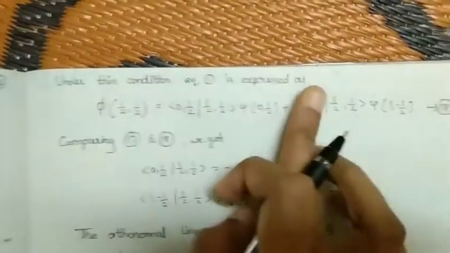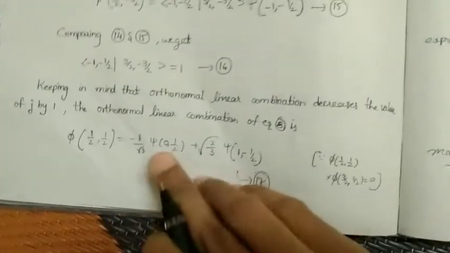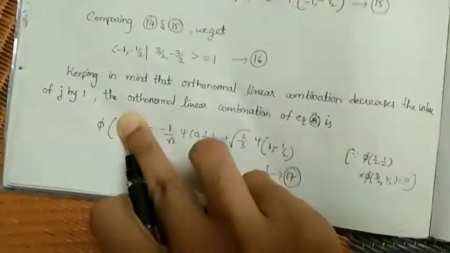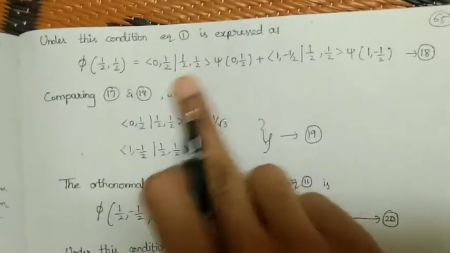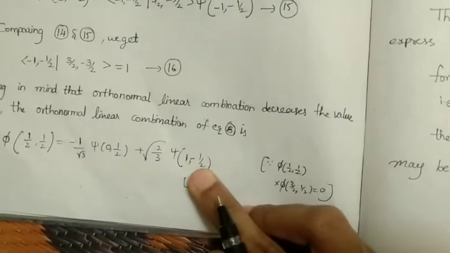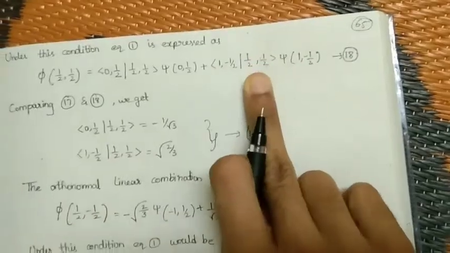So that is the case. And under this condition, equation 1 is expressed as follows. If we express this in the form of equation 1, 0 comma half gets converted to half comma half, 0 comma half, half comma half, and 1 comma minus half gets converted to half comma half.